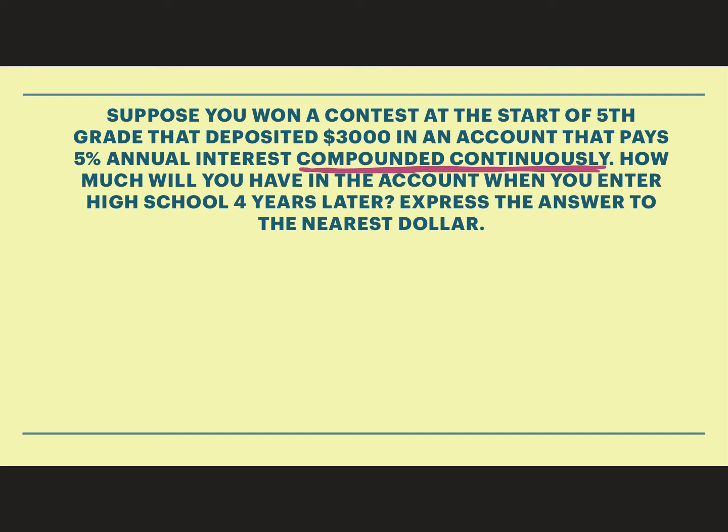So compounded continuously, our formula is P times E to the power of RT. E is a button in your calculator. We're going to use that E in our calculator. It's just a button. Let's go back to our calculator and look at it. All right, so we need to find our P, our R, and our T.